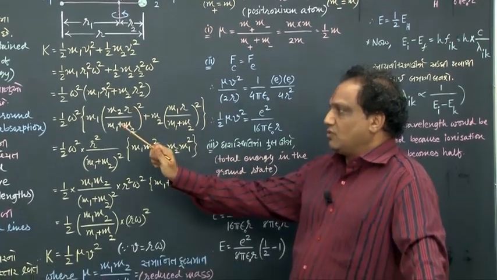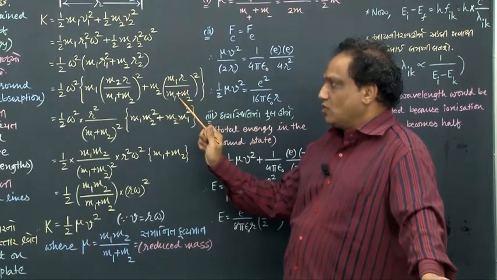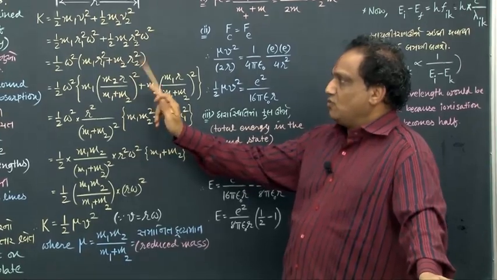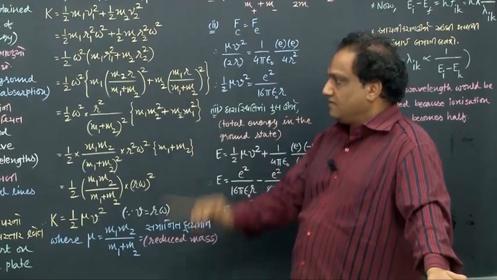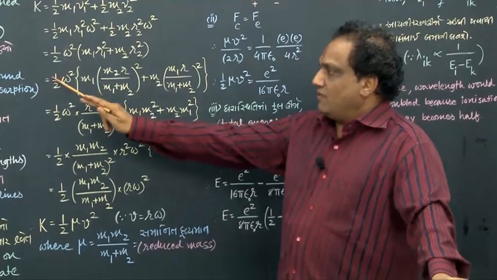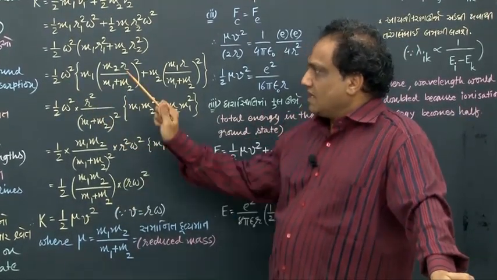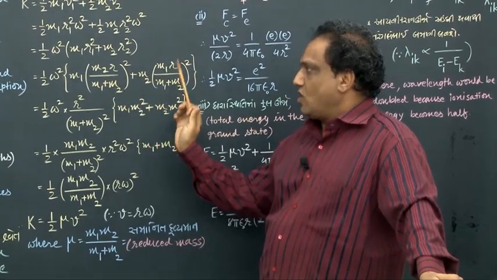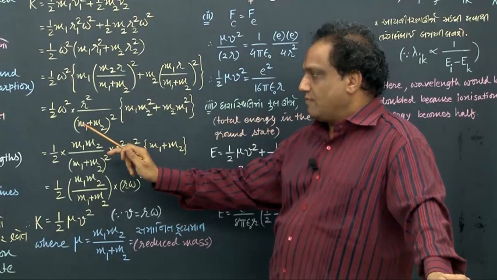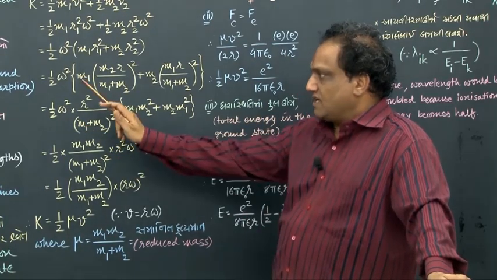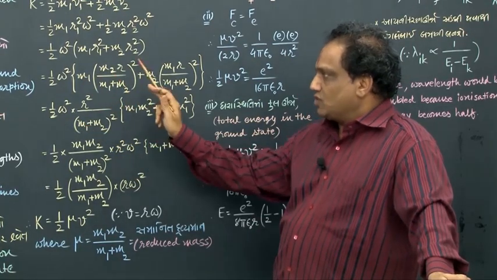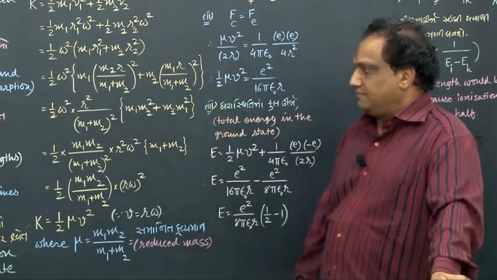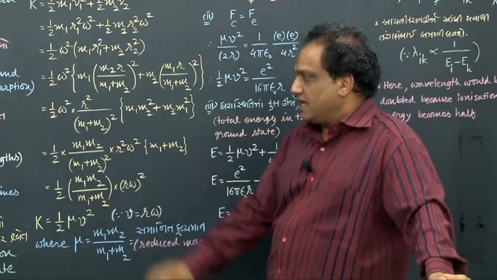Here also it is total distance upon total mass. If it is r1, then m2 appears; if it is r2, then m1 appears. Now just simplify. Half omega square as it is. I can take r square upon m1 plus m2 whole square common from both the terms. What is left from here is m1 and m2 square, and from the other, m2 and m1 square.